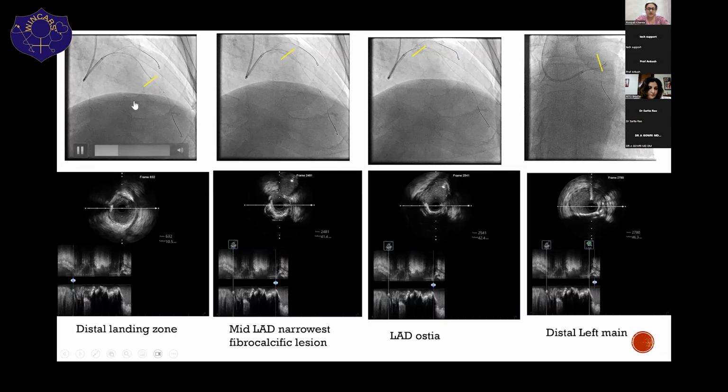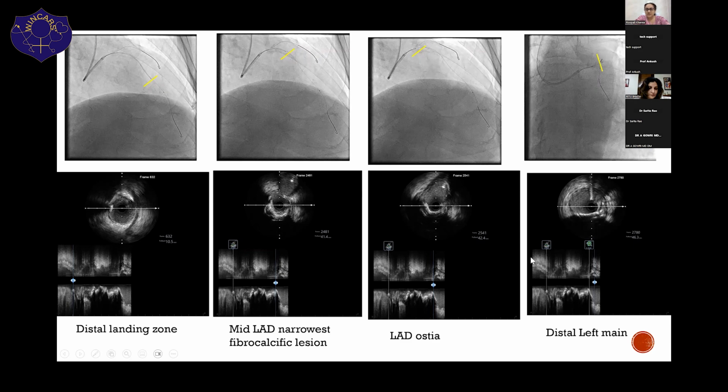So this is what I was telling you about, the poor man's co-registration. Whenever you get a landmark on the IVUS, just take a cine or a store as a mark, that this is my distal landing zone. Then don't move the machine. So this was the distal landing zone, which I marked on the IVUS. This was the mid, which was the narrowest part, fibrocalcific. This was the LAD ostia, which I was seeing.